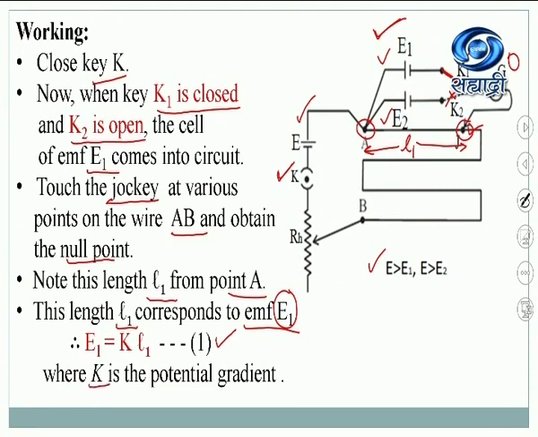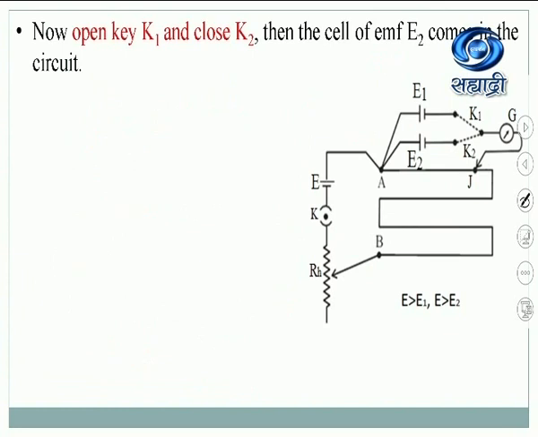Remember, what is K here? It is the potential gradient, as we had seen before in the numerical also. It is the potential per unit length. So with E1, we got one relation. Now, open key K1 and close K2. Open key K1 means current will not flow through this, and close K2 means current will flow through this. So now E2 will be in the circuit. That is the meaning of this.